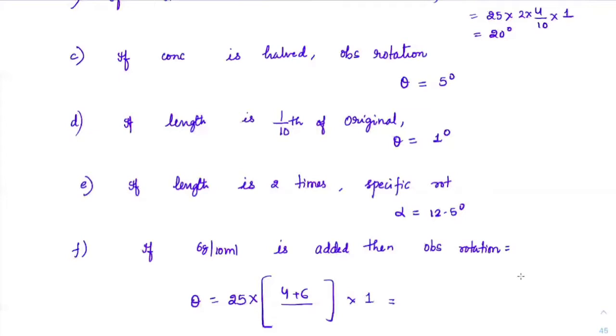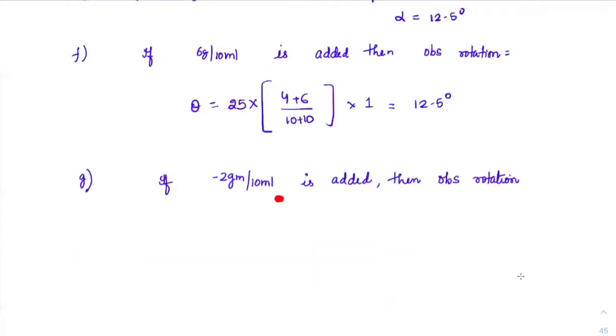Got it, everybody? Next. If minus 2 gram per 10 ml is taken, minus 2 gram per 10 ml means you just add. Here basically you have to subtract, but we are adding only. So what do we get? 25 into the same thing. 4 minus 2 divided by 10 plus 10. 2.5, into 1. So that will be 2.5.